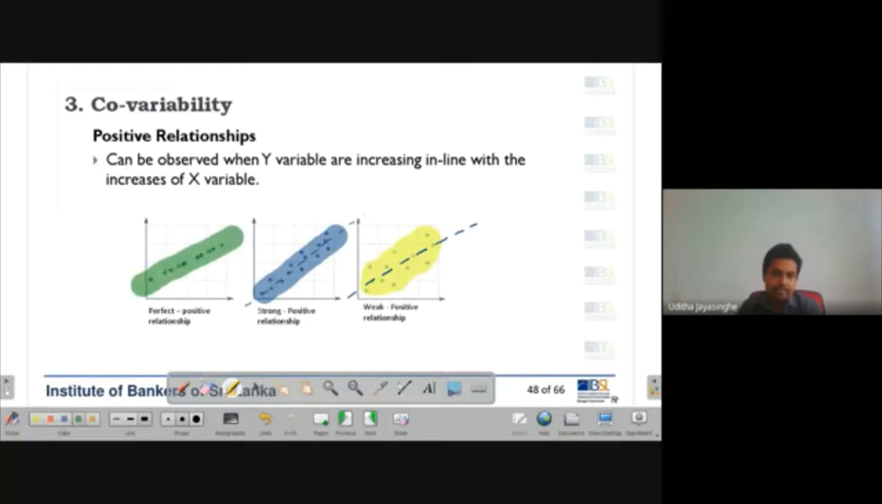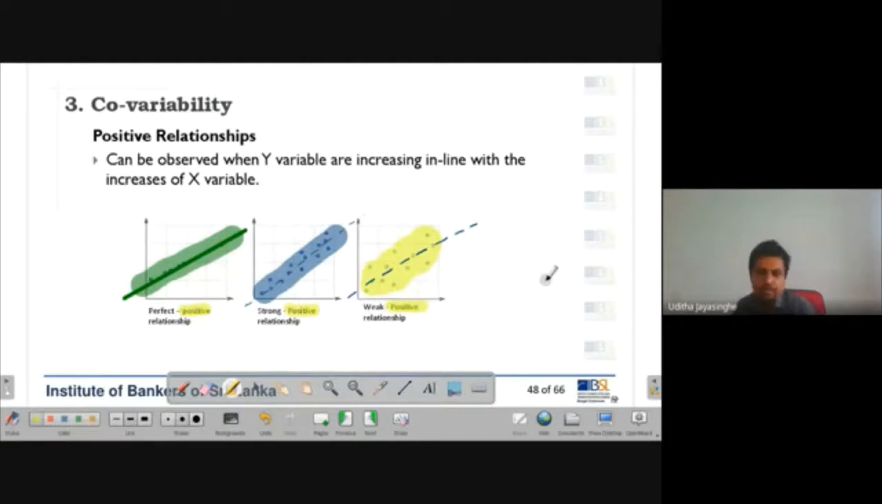Where you can perfectly use a ruler and cut all these scatter points and draw a graph. What are these three instances? We call them a perfect positive relationship, a strong positive relationship, and a weak positive relationship. What's the common word in all this language? Positive, positive, positive.